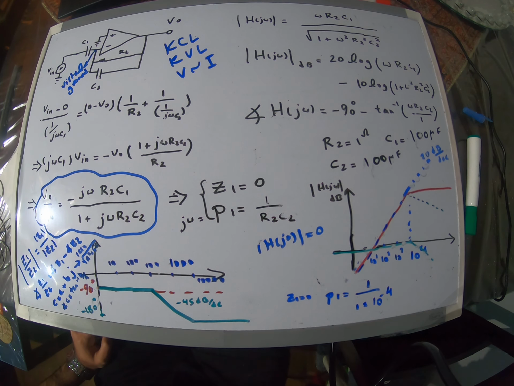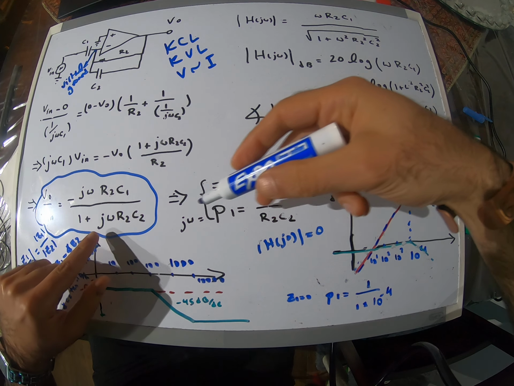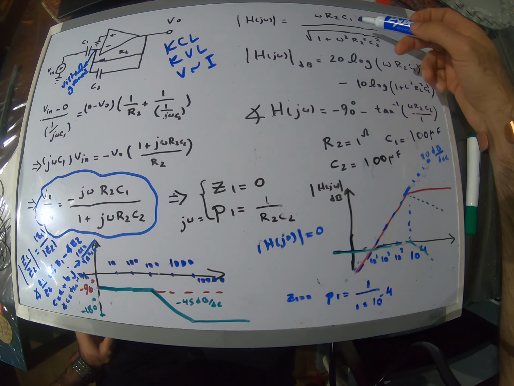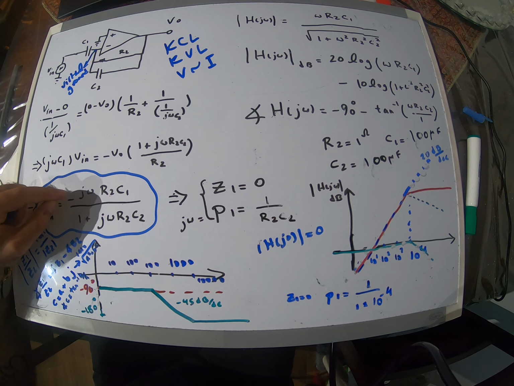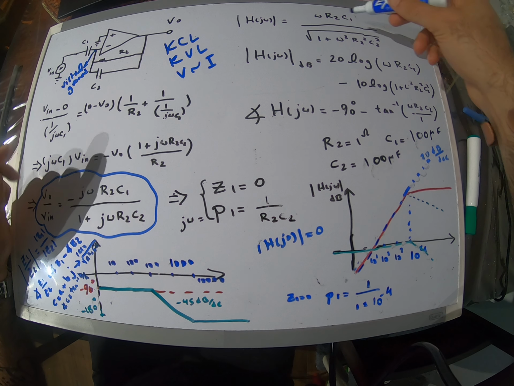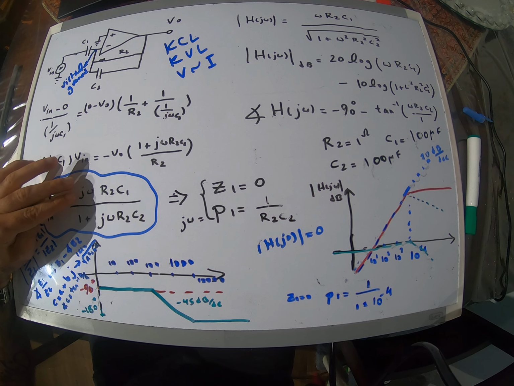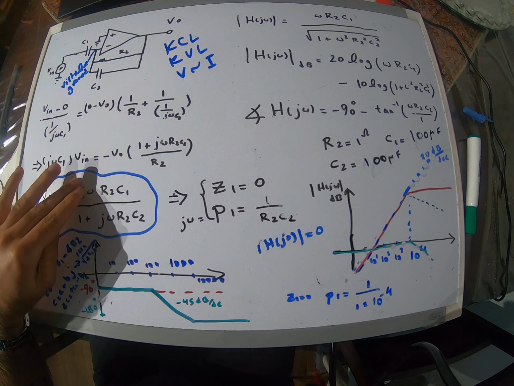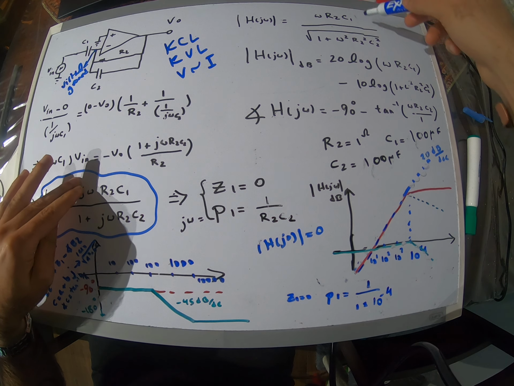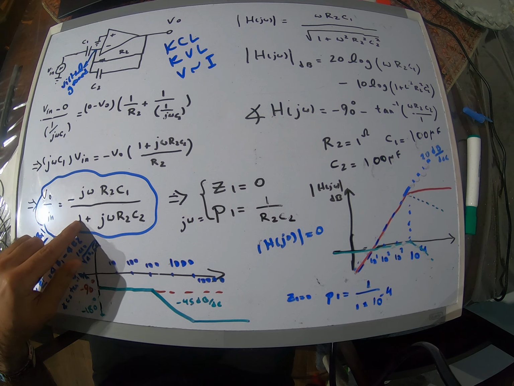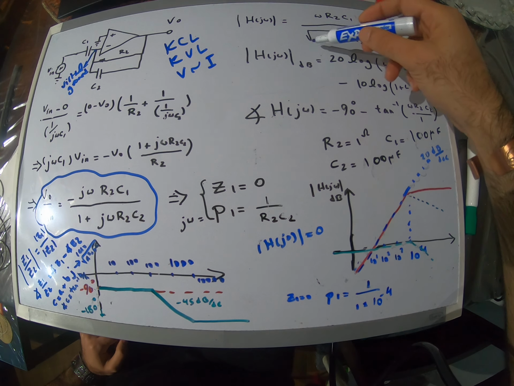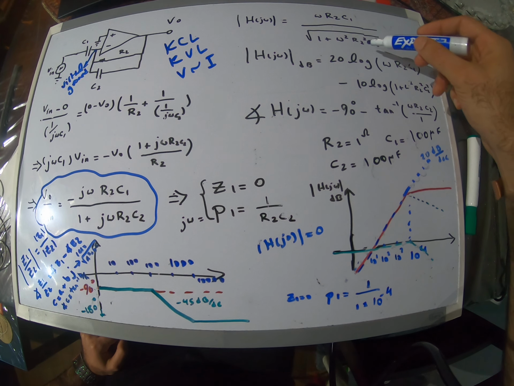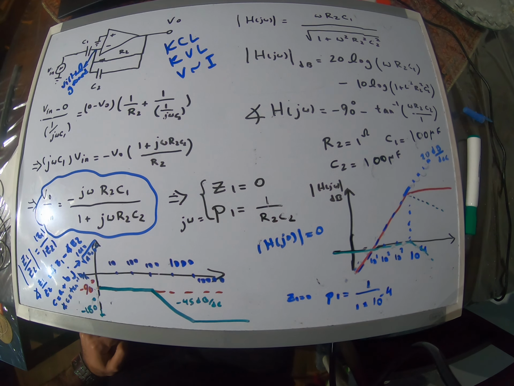Okay, so here, this is our transfer function. I wanted to find its magnitude. So the magnitude of the numerator is going to be omega R2C1. Basically, this is just an imaginary number, it only has the imaginary component, so it would be this part. And its denominator is going to be the square root of 1 plus omega squared R2 squared C2 squared, right?